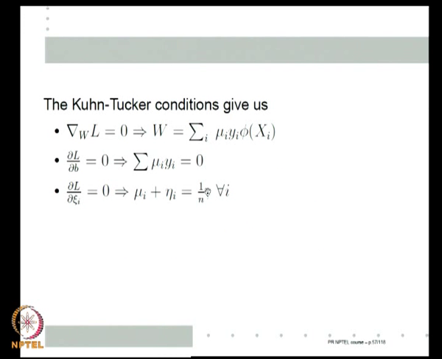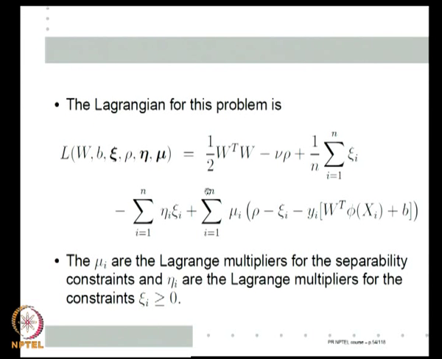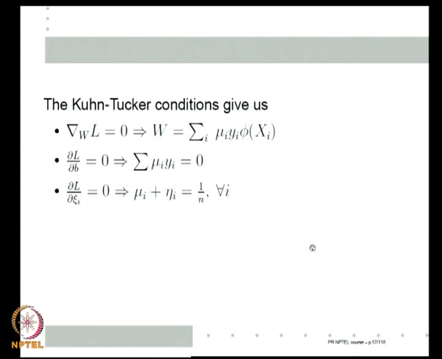With respect to xi, if I want to differentiate with respect to any particular xi i, I get 1 by n from here, minus eta i from here and minus mu i from here. So, the derivative with respect to any xi i will give me eta i plus mu i is equal to 1 by n. It is a very interesting thing. The Lagrange multipliers of the two different constraints in the primal are linked like this.